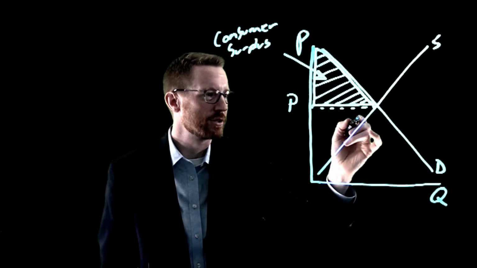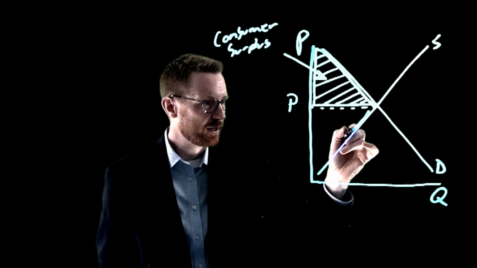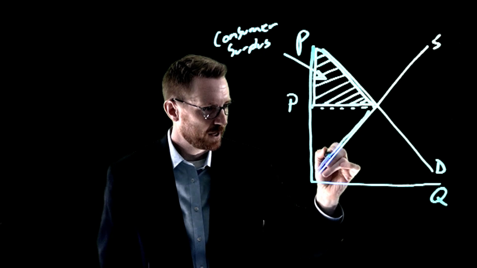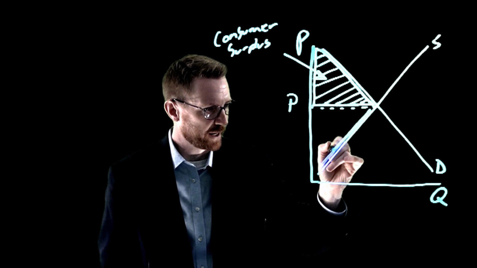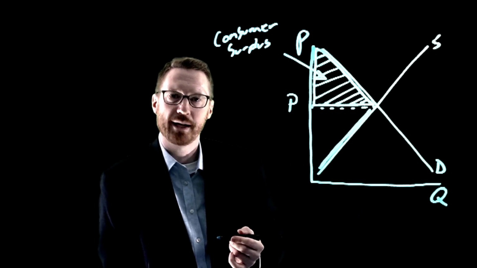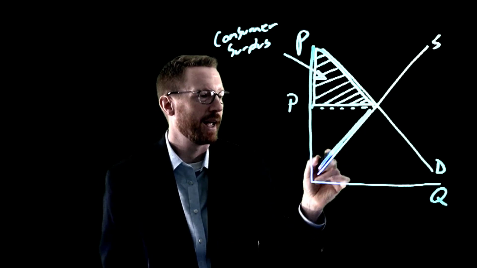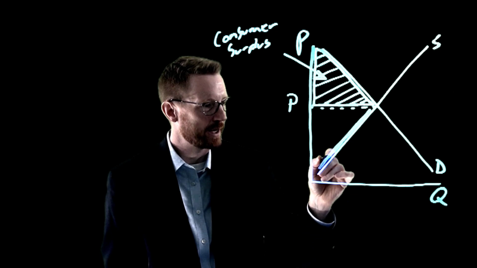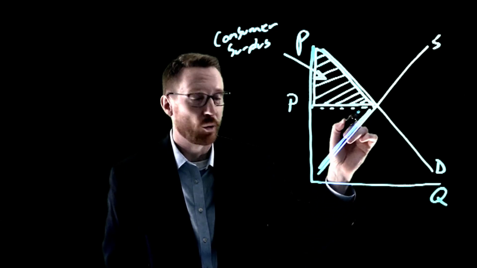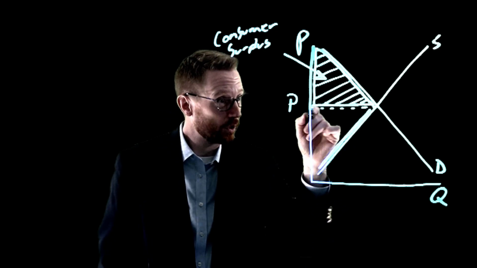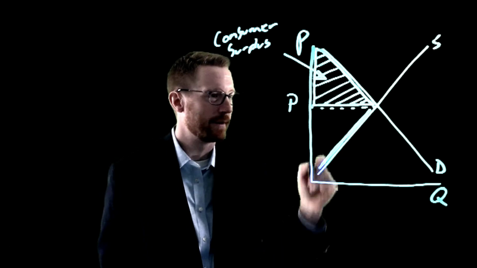So sellers are willing to sell at a price less than the price. That's the supply curve, right? It's how much they're willing to sell at each price. So for each quantity, this is the price that they require. But they're selling for the price that it actually sells at.